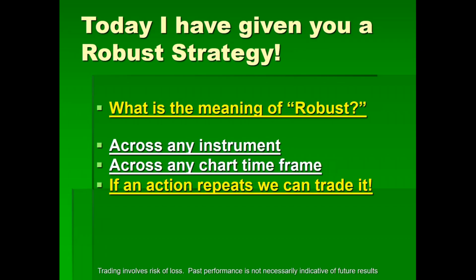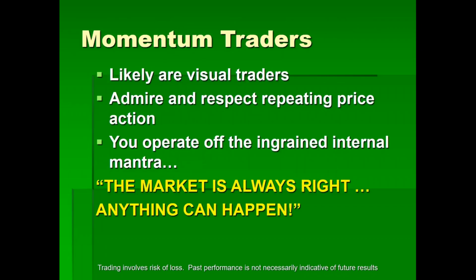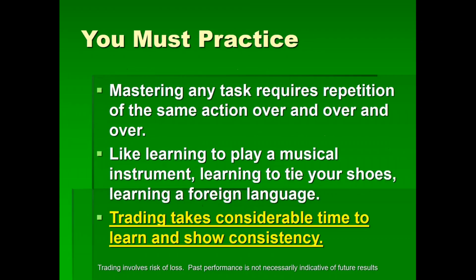If an action repeats, we can trade it. That's our entire mantra. That this is the basis. If you say, what is the common denominator? It's that the action repeats and we have momentum. Momentum traders are likely visual traders. They admire and respect repeating price action. You operate off the ingrained internal mantra, the market is always right and anything can happen.